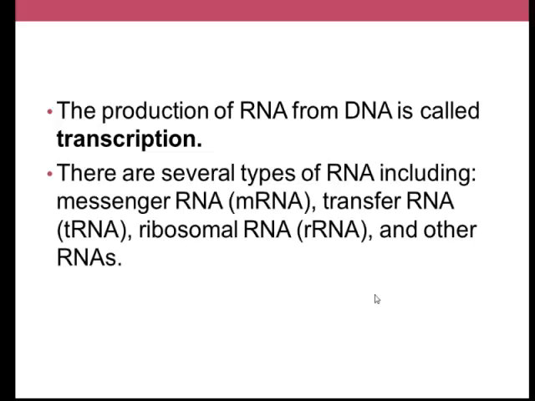There are several types of RNA. We have mRNA or messenger RNA. We have tRNA or transfer RNA. We have rRNA or ribosomal RNA. And they are not only three, there are other forms of RNA in the cell, but these three mentioned types are the major players in the process of protein synthesis. So they are not only three. Keep this in mind, please.